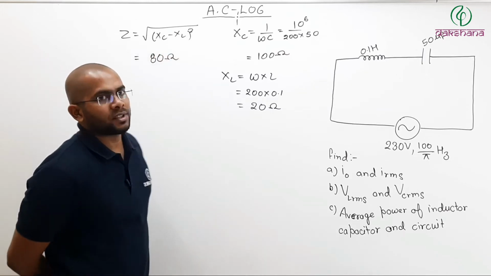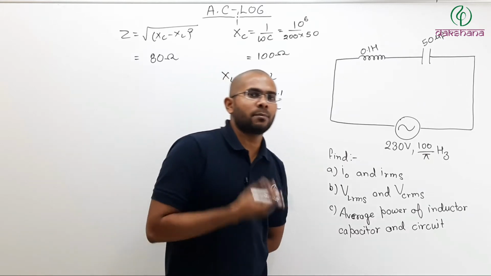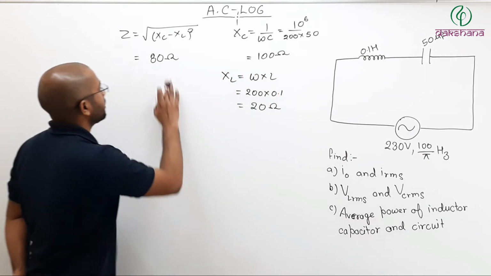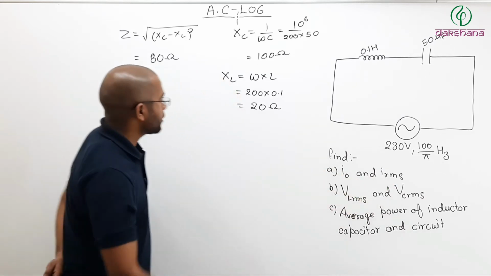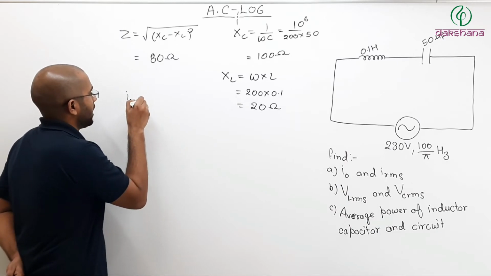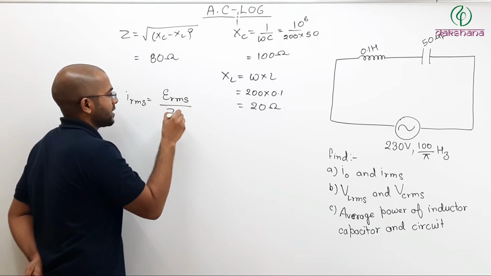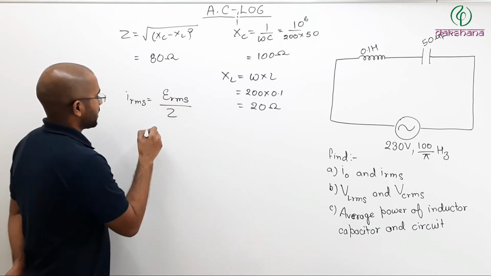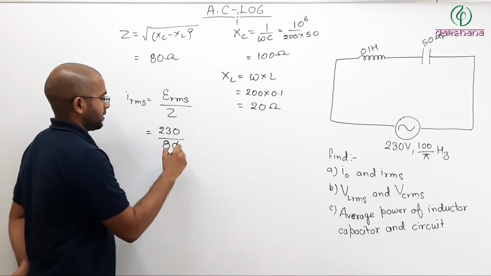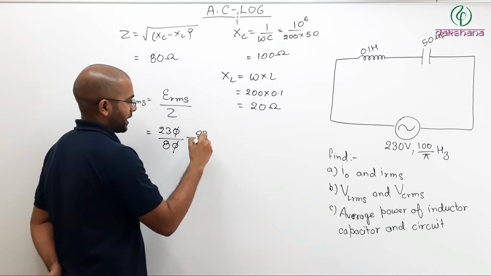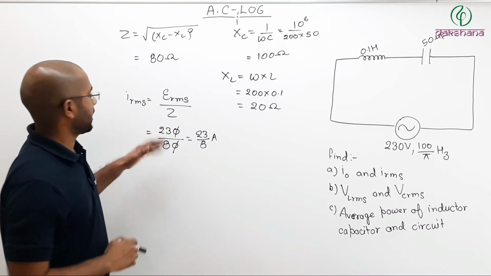So the effective resistance of the circuit, even though there is no actual resistance, which is the impedance of the circuit, can be said to be 80 ohms. Now IRMS. If you remember, IRMS is nothing but ERMS divided by Z. ERMS is 230 and Z is 80. The zeros cancel, so that is 23 by 8 ampere. That is your IRMS.